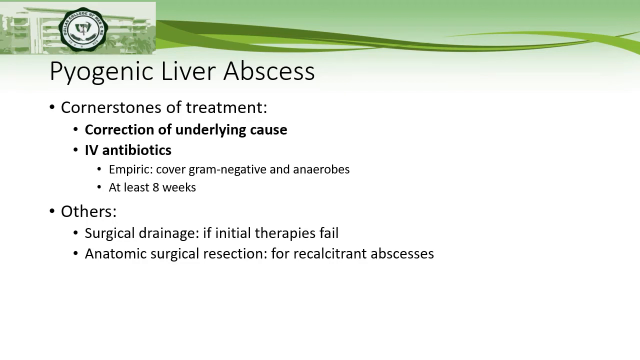It is worth knowing that percutaneous drainage catheters are only beneficial in a minority of patients, as most pyogenic abscesses are considered to be quite viscous and catheter drainage is often ineffective. Surgical drainage via either a laparoscopic or an open approach may be necessary if the medical therapy fails. Anatomic surgical resection can be performed in patients with recalcitrant abscesses.